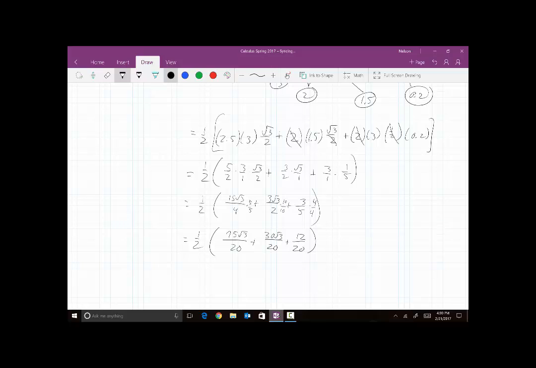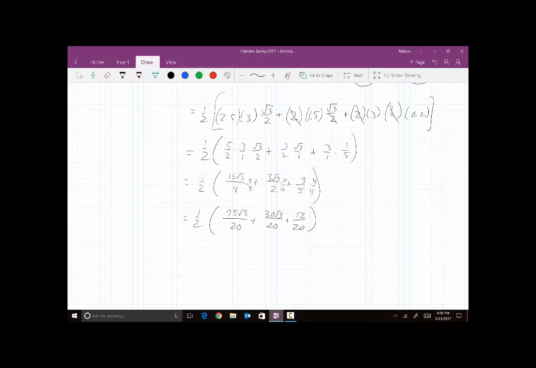And then you have to multiply everything by 1/2. So that's 75 root 3 plus 30 root 3, that's 105 root 3, because those are like terms, plus 12, all over 20, but then you multiply by 1/2, so that's over 40. So that's it. Okay, that's cool. Neat.